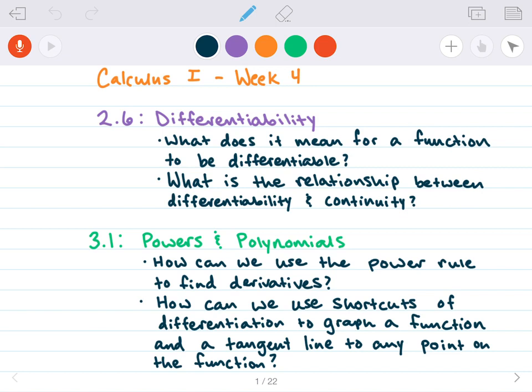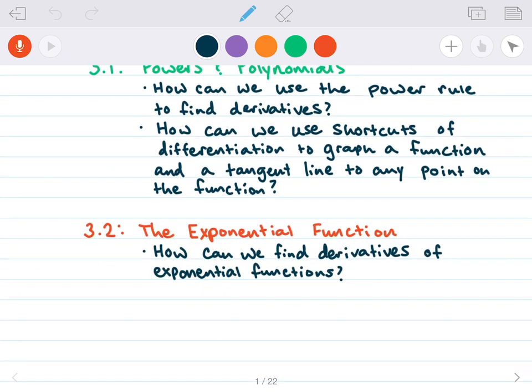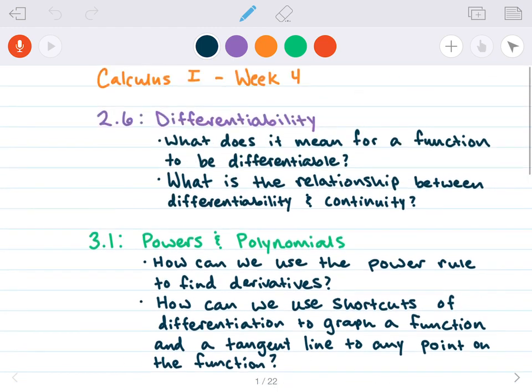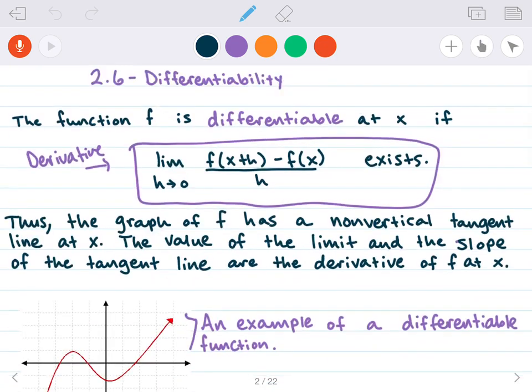In 3.1, we're going to talk about a shortcut to taking the derivative, also known as the power rule. And in 3.2, we're going to look at two special types of derivatives. In particular, we're going to look at the derivative of e to the x, and the derivative of exponential functions. So let's go ahead and get started with 2.6.